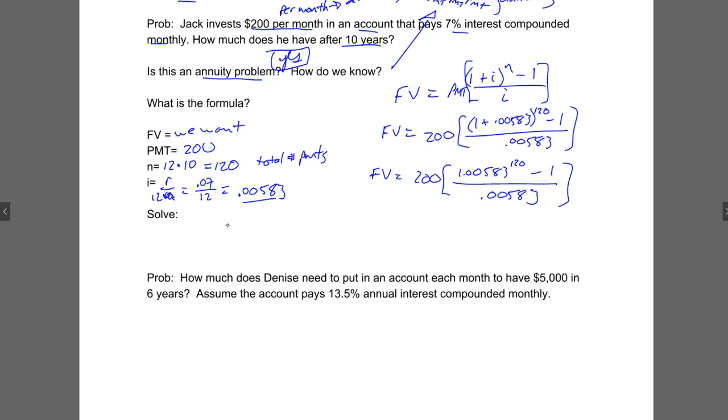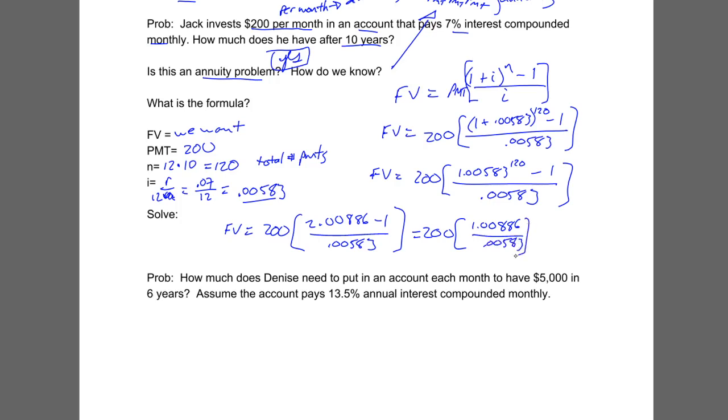And so what is that? Future value is 200 times, I'm going to do that, 1.00583 to the power. I'm estimating in the calculator, 1.00583 and then raising to the 120 power. So you may have a slightly different answer if you left it on the calc. That's 2.00886. And this is all on one side of the equation, so I'm just going to continue solving it down. Subtract the 1 from the top, you get 1.00886 over 0.00583.